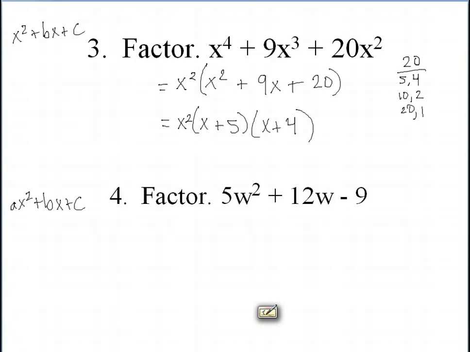So we want to multiply 5 and negative 9. 5 times negative 9 gives us negative 45. So we want to find factors of negative 45 that sum up to this positive 12. We have to start thinking about what that might be. If you think for a moment, you should see that you get a negative 3 and a positive 15. And they would sum up to 12.